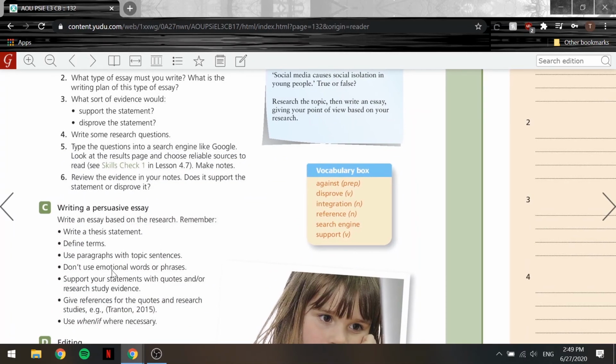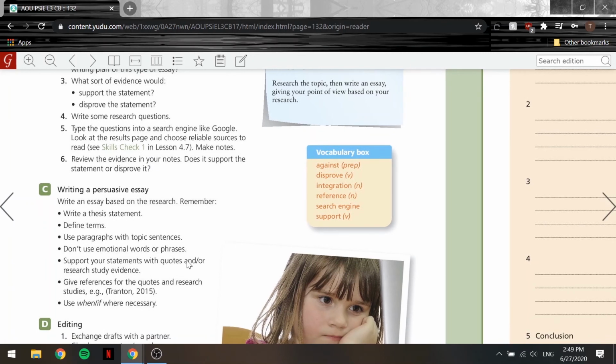Use paragraphs with topic sentences and don't let your emotions get in the way. So don't use emotional words or phrases. Don't say things like, I think it's good, I think I like it. Don't use emotions, okay? Support your statements with quotes and or research study evidence. This is really important. So you got to support what you're saying by backing it up with quotes, either from important people or research from actual scientists, okay, or researchers.